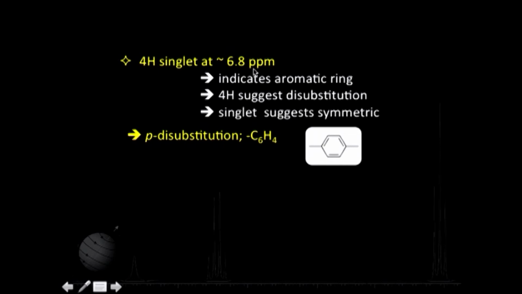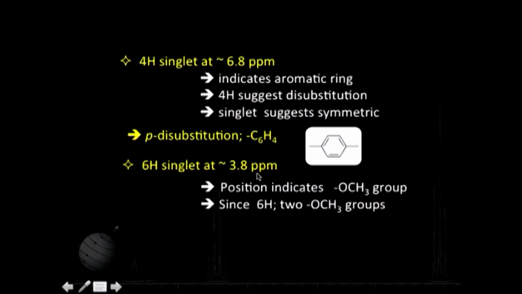So, these 3 bits of information put together suggest that the fragment causing this signal here is nothing but para-disubstituted benzene, that is C6H4, as the fragment there. That is how we show it here. So, this corresponds to these 3 observations we had here. Let us move to the second signal.